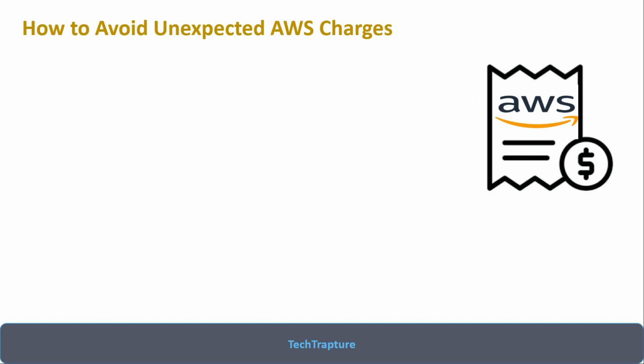Now first, we'll see how we can avoid these charges. And suppose by mistake we got unexpected charges, then we'll see how we can waive those charges with the help of AWS. These two things we are going to see in this video.